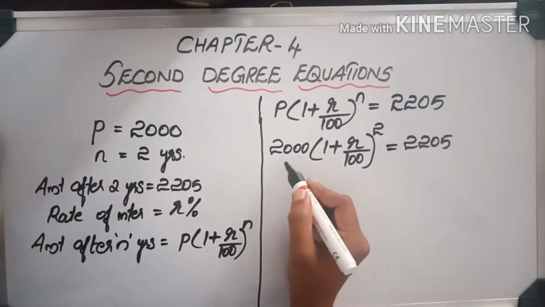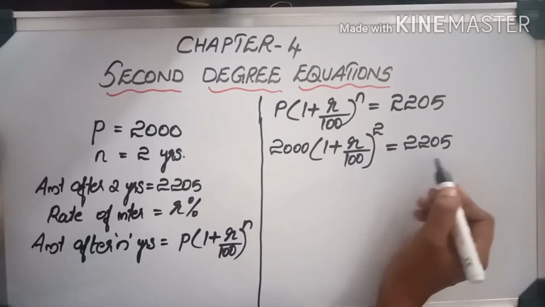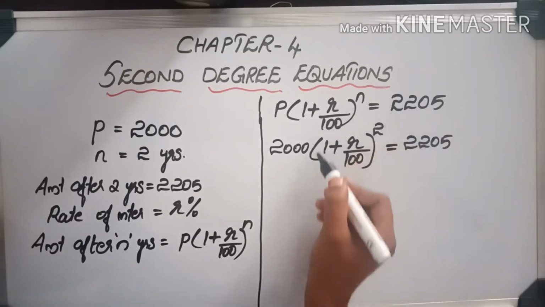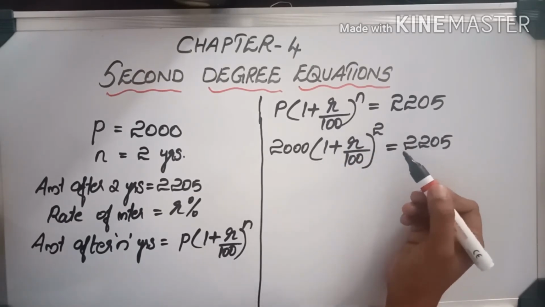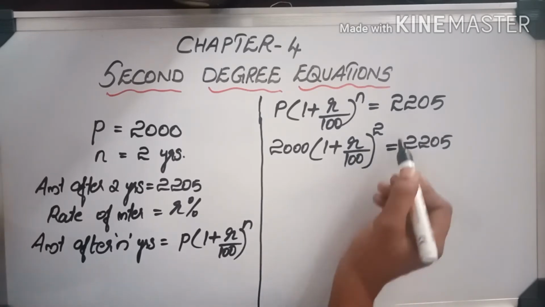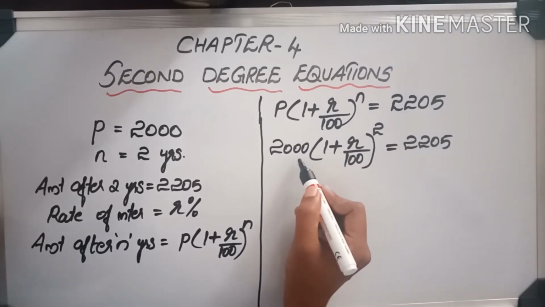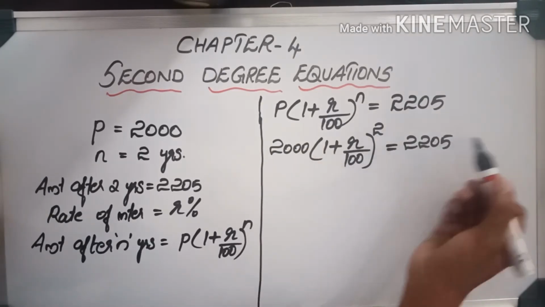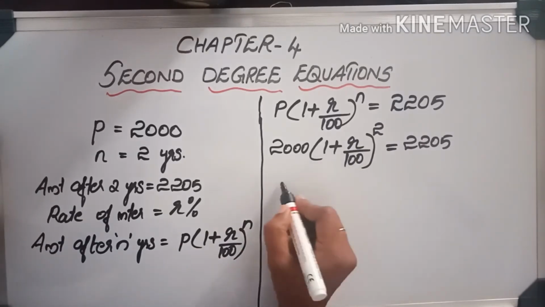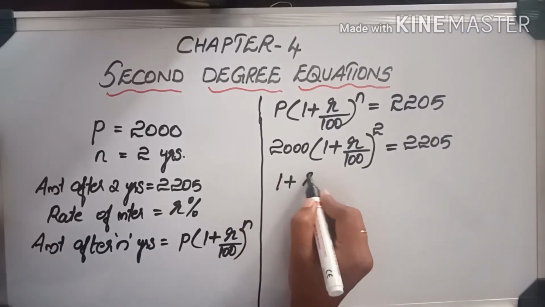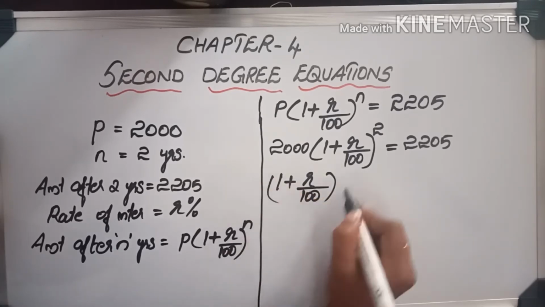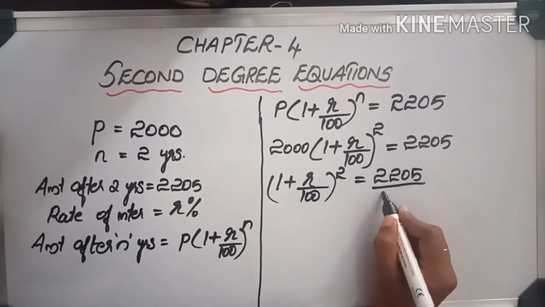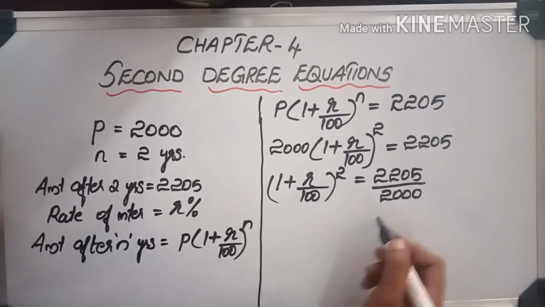Now in the next step, let's take this 2000 to this side. Here we can't directly take this square to the other side. If only this term were here, it would be possible. But along with it there is the 2000. First of all, we need to take this 2000, then only it is possible to take the square to the next side. So the remaining is 1 plus R by 100 whole square equal to 2205 by 2000.